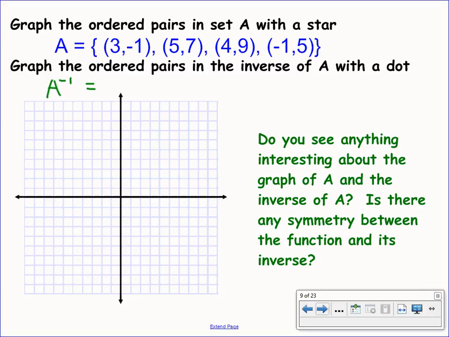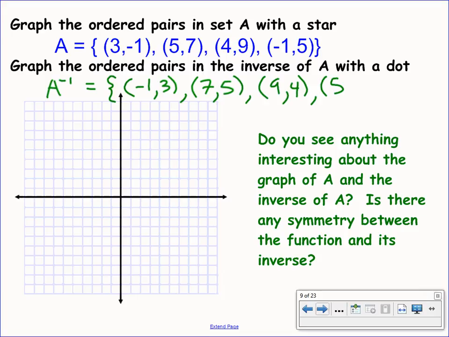What would the inverse of relation A look like? It would be easy. All I would do was invert the order of the coordinates in each ordered pair. So instead of 3, -1 being in the inverse relation, -1, comma 3 would be in the inverse relation. Instead of 5, 7, the inverse relation would contain 7, 5. What would the next ordered pair be? Brady? 9 and then 4. 9, 4. Thank you. What would the last ordered pair be? Katie? 5, -1. 5, -1.